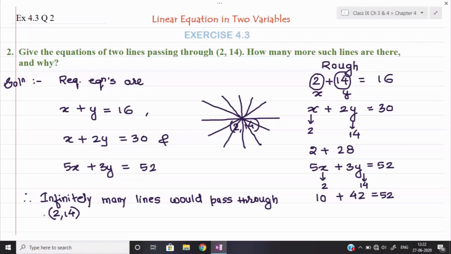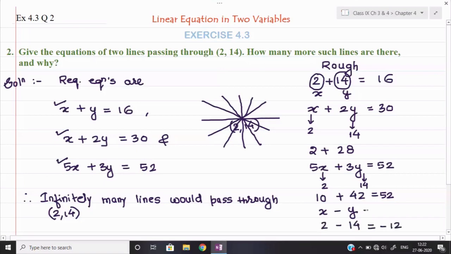I have shown you graphically also, and here I have written 3 lines. You can write down some more lines also. For example, suppose one algebraic expression is x minus y, and from this expression make an equation passing through 2 comma 14. How can you make it? Put x equal to 2 and y equal to 14. If you put 2 minus 14, how much is it? Minus 12. So the equation will be x minus y is equal to minus 12.